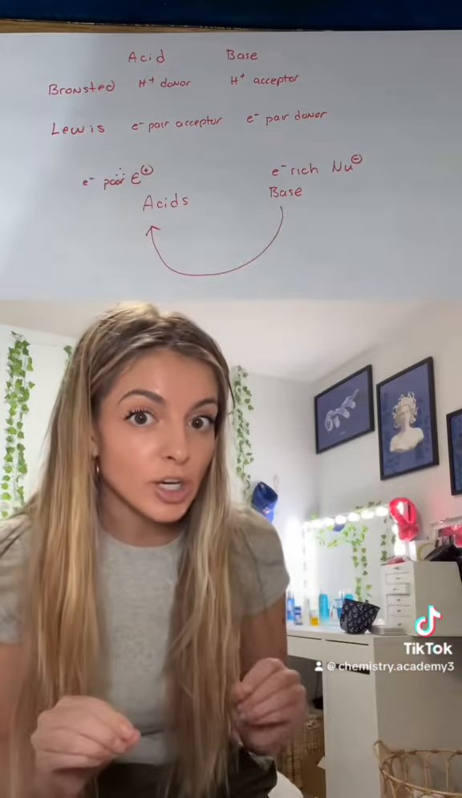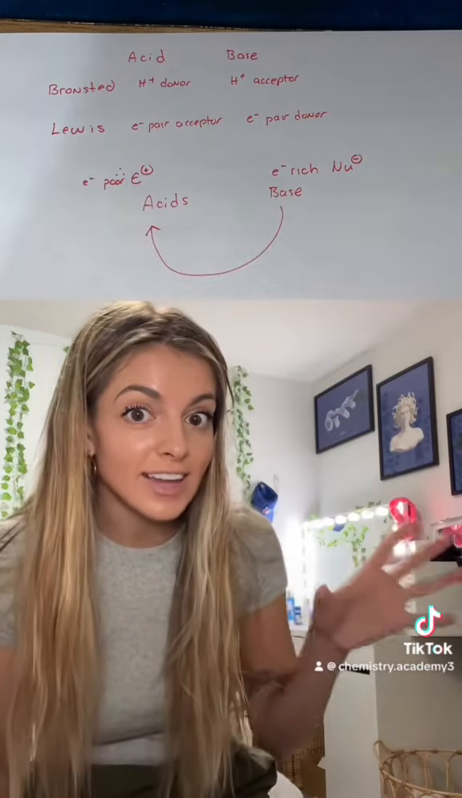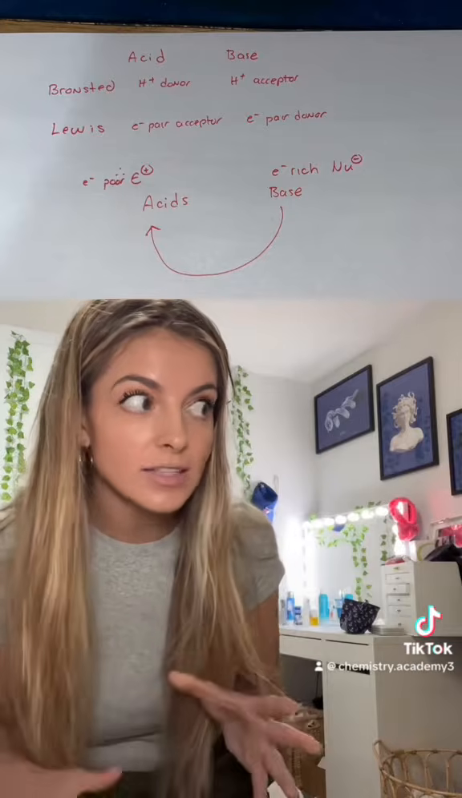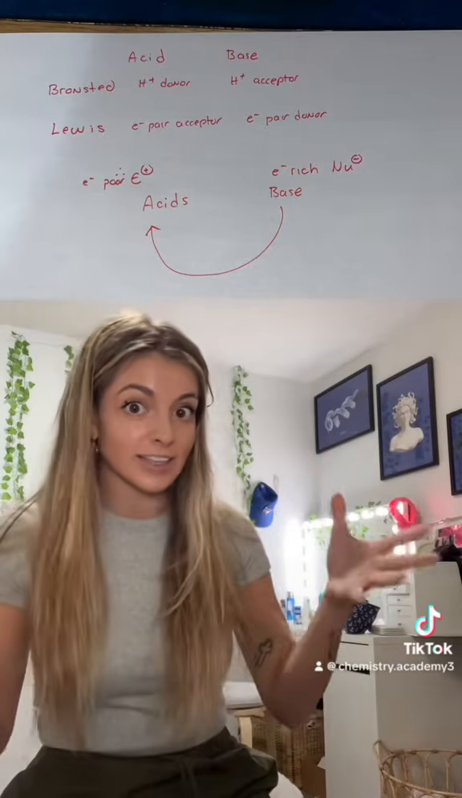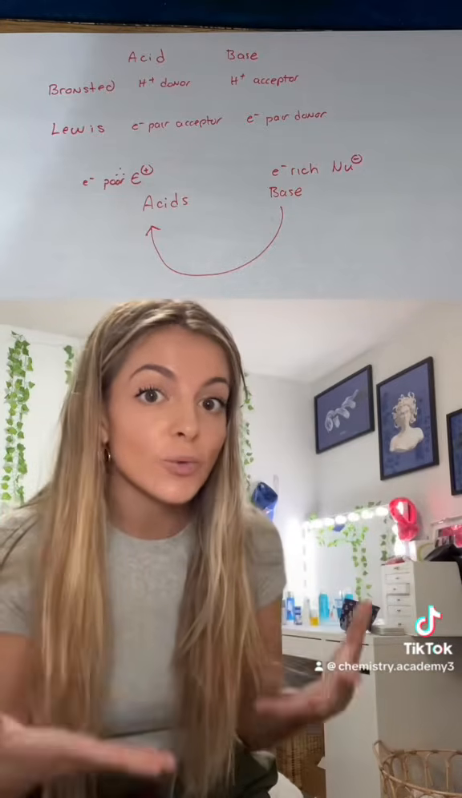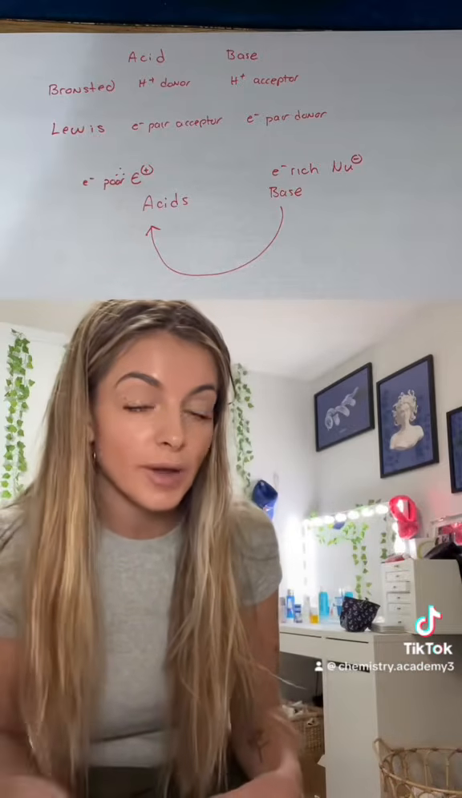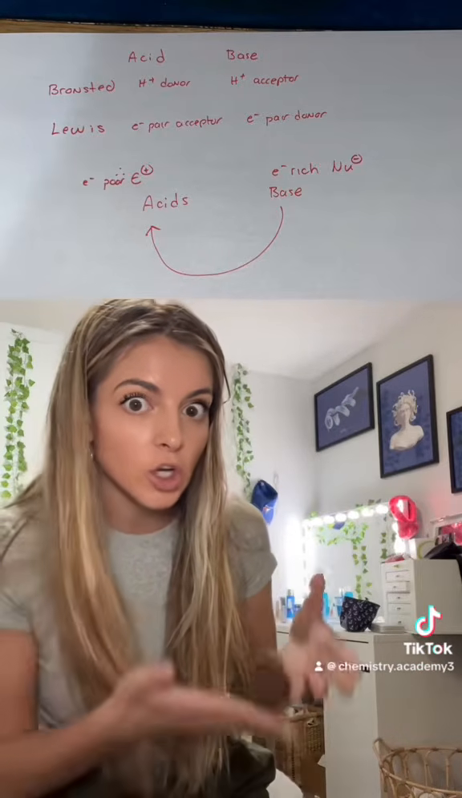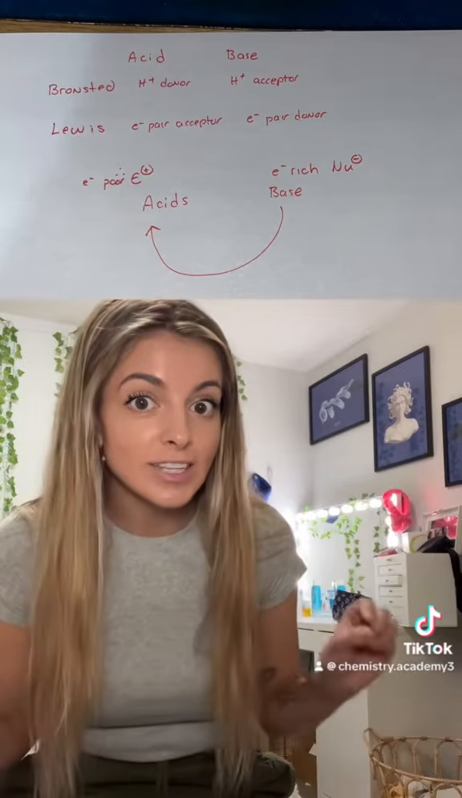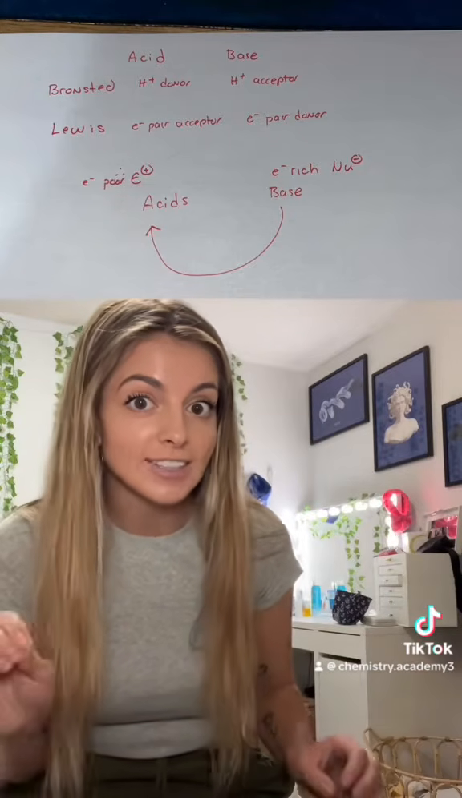What we have to do is redefine the definition of an acid and a base. In simple terms, the base is the thing that donates an electron pair, hence it's the thing with the electrons. It's the electron-rich thing. What's that? It's the nucleophile. The acid is the electron pair acceptor, so it was the thing that got attacked. Hence, bases are the nucleophiles and acids are the electrophiles.